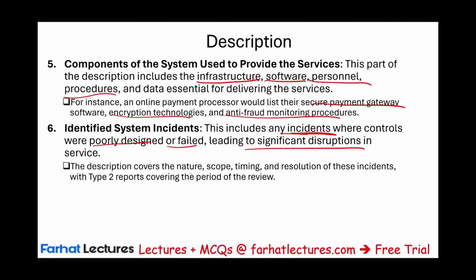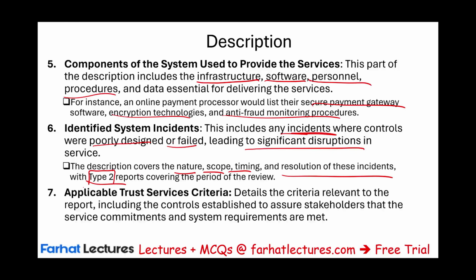The description covers the nature, scope, timing, and resolution of these incidents, with a Type 2 report covering the period of the review. Again, this is a Type 2, because in Type 2 we want to know if something is working properly or not. Remember, if it's working effectively or not, versus looking at the description of the design and the suitability of the design. Also, we would look at the applicable trust services criteria.